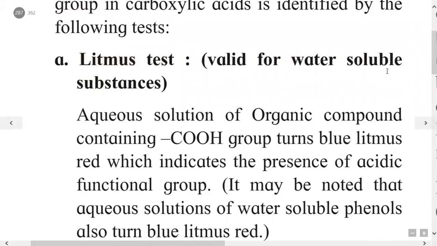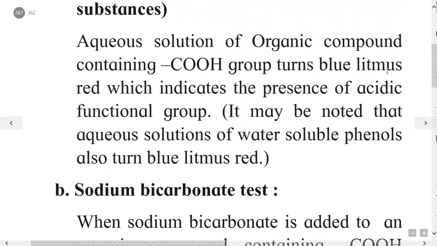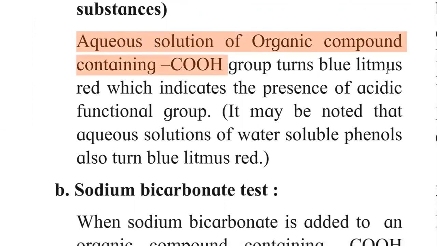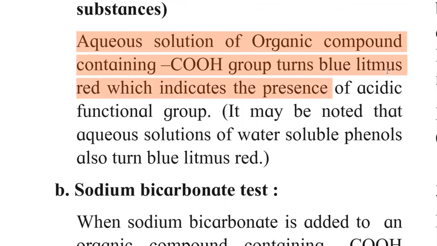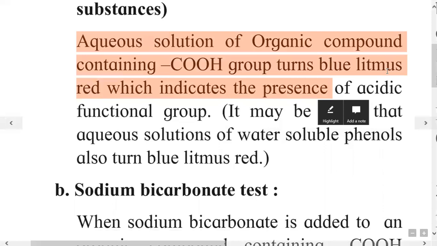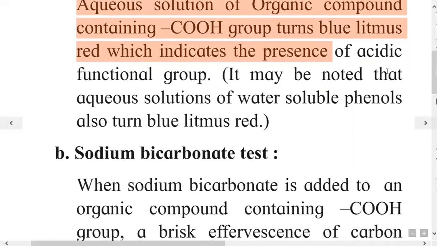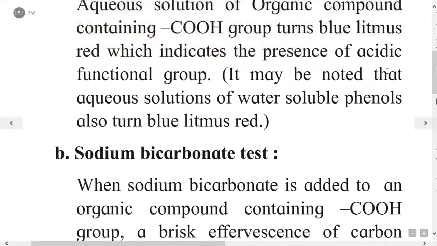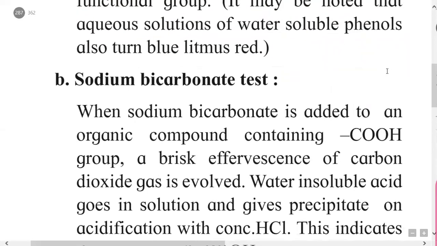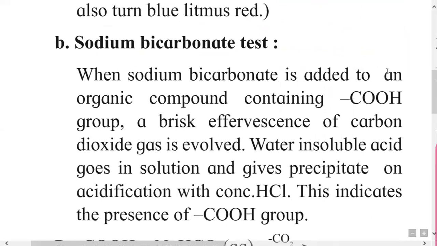In the litmus test, an aqueous solution, meaning a solution in water, is prepared for the organic compound containing the COOH group. If blue litmus paper turns red, it indicates the presence of this acidic functional group in the given organic compound. This test also applies to phenols, because phenols are acidic and turn blue litmus red. So this is one of the laboratory tests for the presence of acidic character in carboxylic acid.